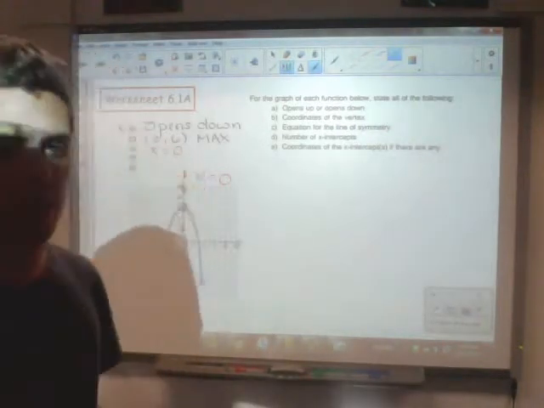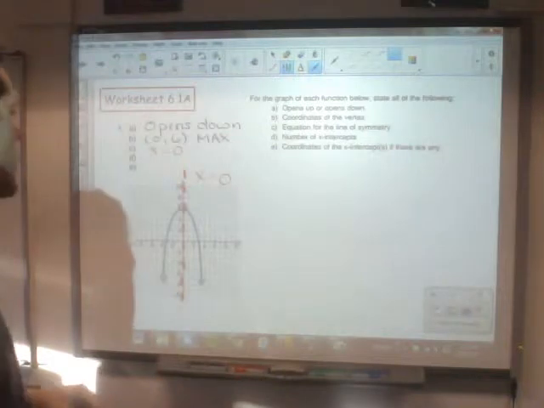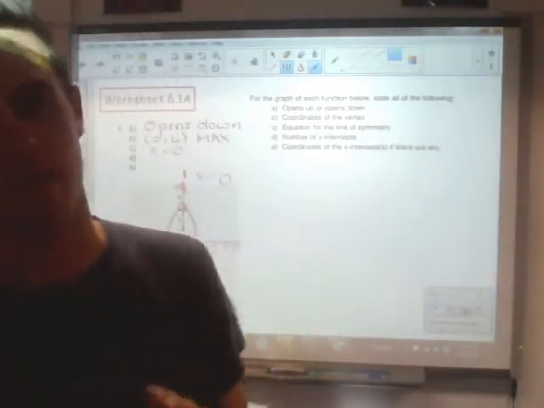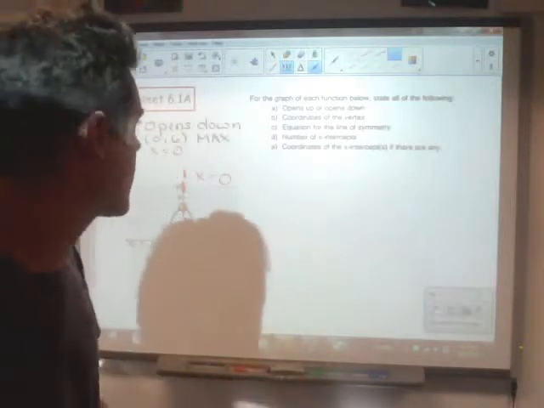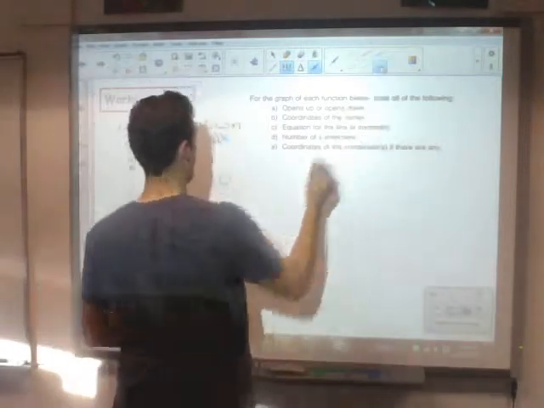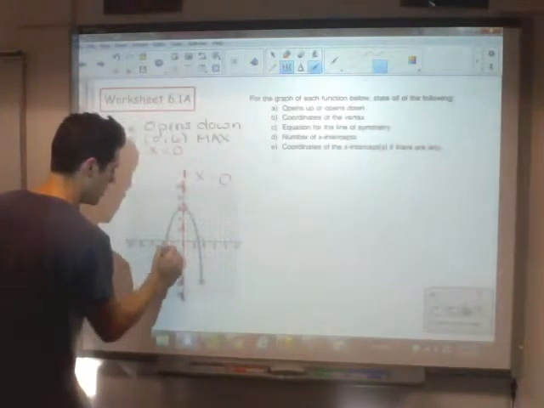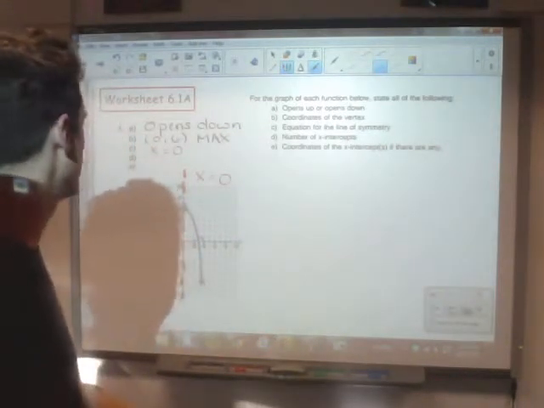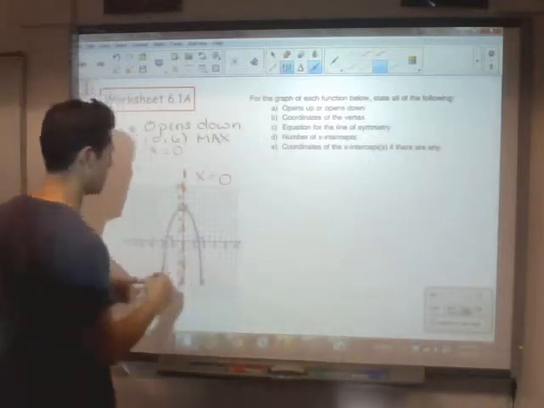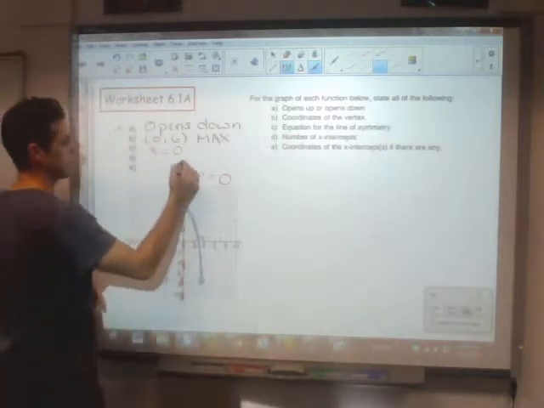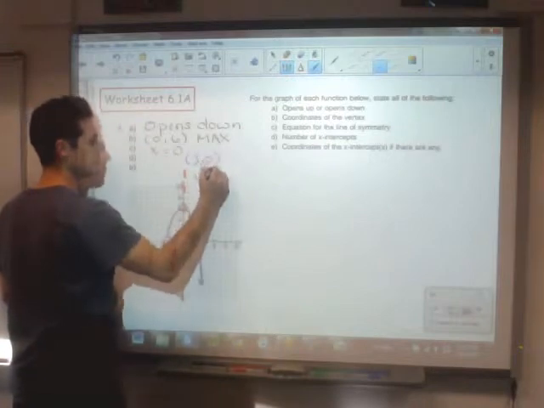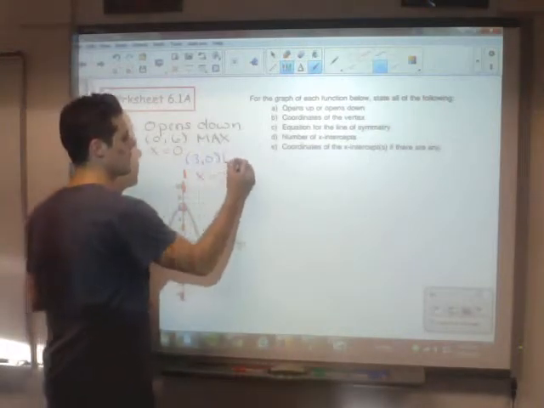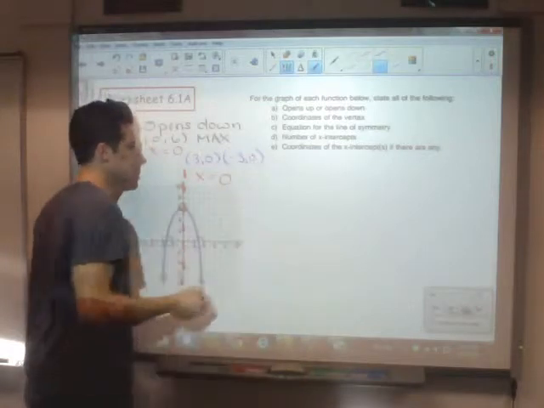D asks for the number of x-intercepts. An x-intercept is where the parabola hits the x-axis, or in this case, intercepts the x-axis. It looks like we have 2 locations for an x-intercept here. This one on the right-hand side looks like it's at the point 3, 0. And the one on the left-hand side looks like it's at the point -3, 0.